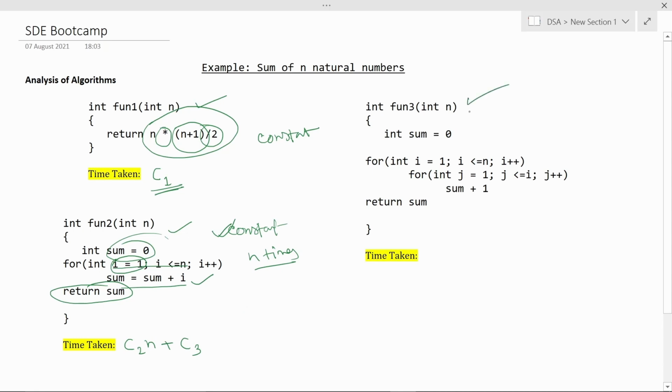Let us now see the third example. In this example, we have an expression which is executed n times n plus 1 by 2 times. We are just incrementing the sum these many times. If I compute how many times this expression is evaluated, we get n square by 2 plus n by 2. So you got the expression of time taken by all 3 functions.